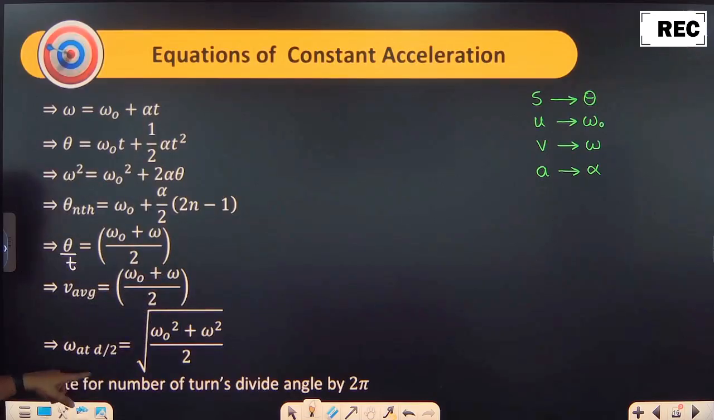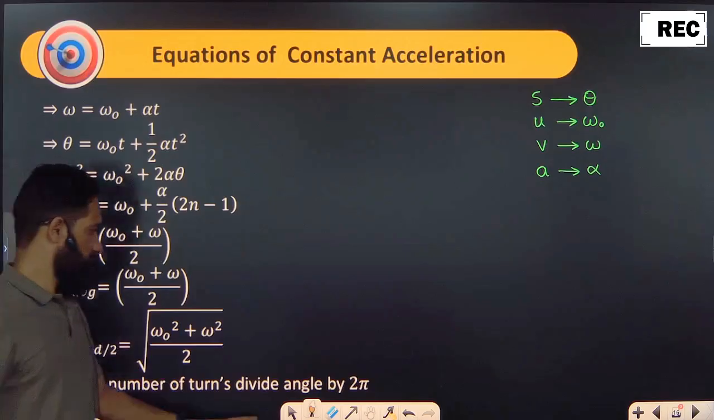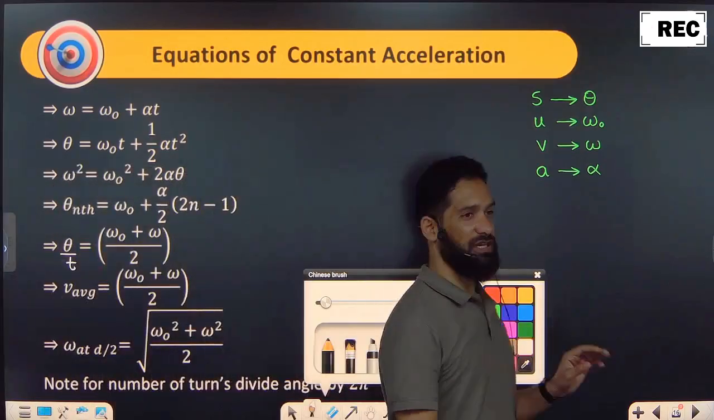Initial plus final by 2. What is this midpoint? What is the speed at the midpoint? Root of (u square plus v square) by 2. It is root of (omega naught square plus omega square) by 2. That's it. Got it?